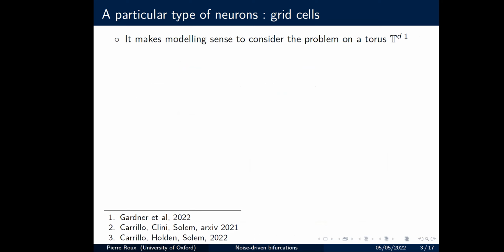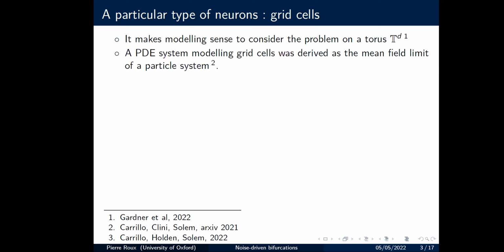And so it's not sure, you have a lot of controversy, and so it's a very active field of research, but it's a nice hypothesis to test. Assume the grid cells are connected in a toroidal fashion, and let's see if we can reproduce this activity. So a PDE system was derived through the mean field limit of a particle system by José Antonio Carrillo, Andrea Clini, and Susano Solem. So it's a paper already on the archive, and Carrillo, Holden, and Solem published a second paper which studies this PDE system.